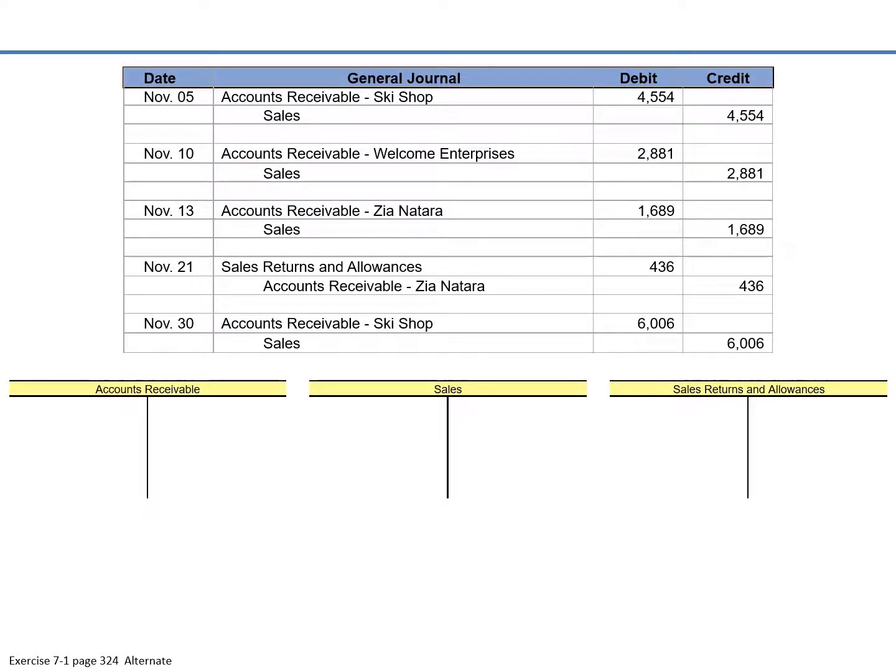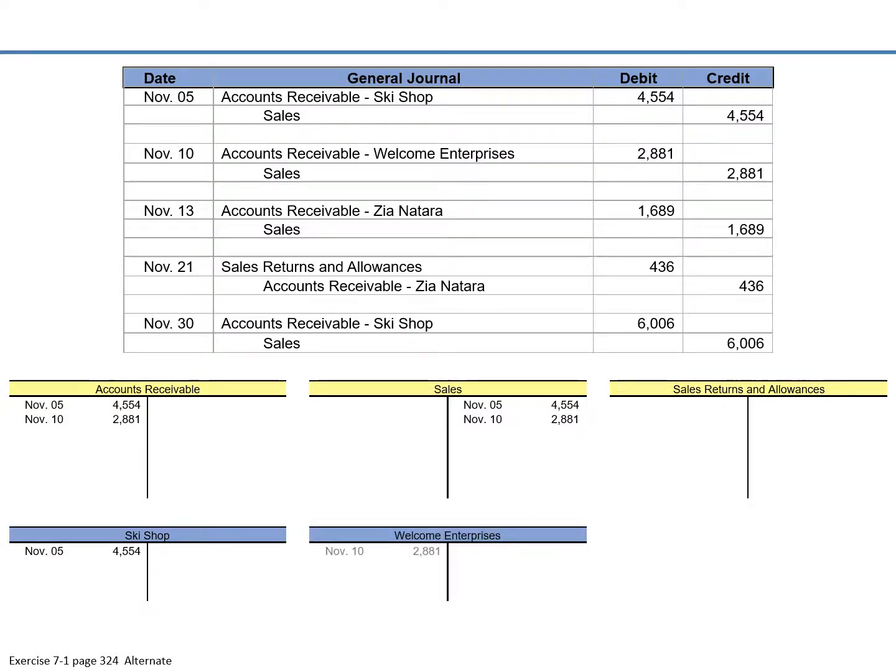All right, so there's all of our activity. There's our T accounts, so we start to post. Debits to the left side, credits to the right side. Post our debit to Ski Shop. Next transaction, November 10th, debit receivable credit sales. Post to Welcome Enterprises, $2,081. Next transaction, debit receivables, credit sales. Post to the left, post to the right. Post to the left side of the T account for Zia Natara.